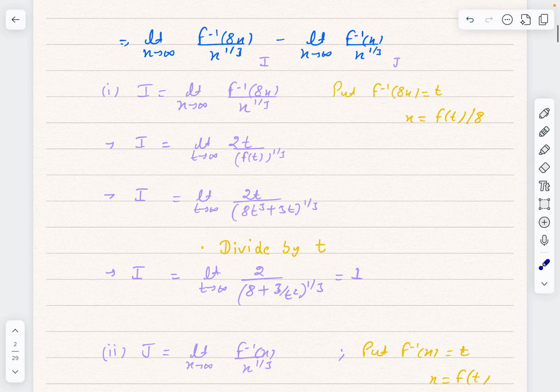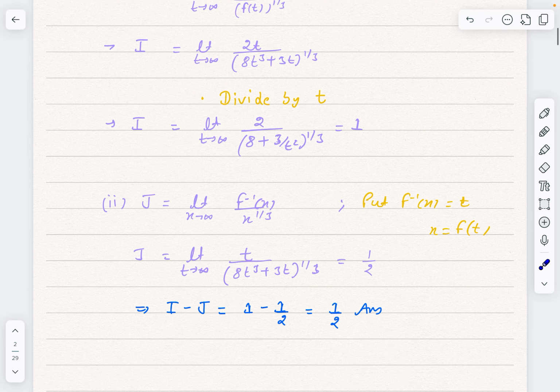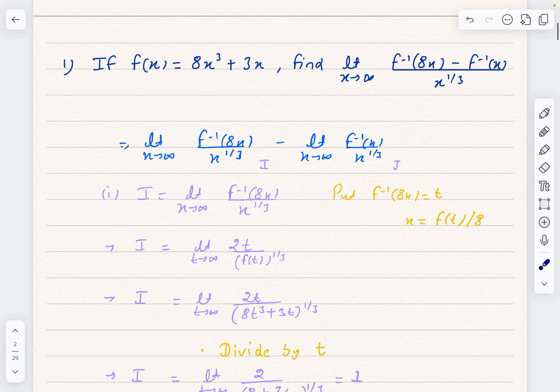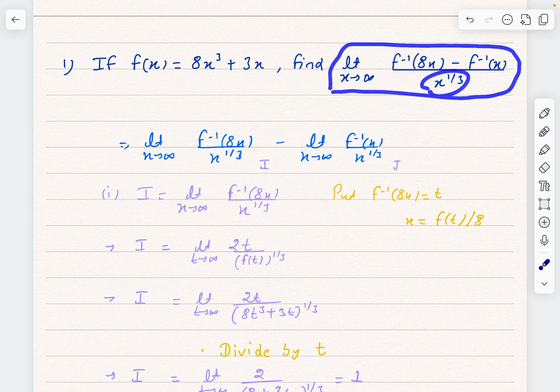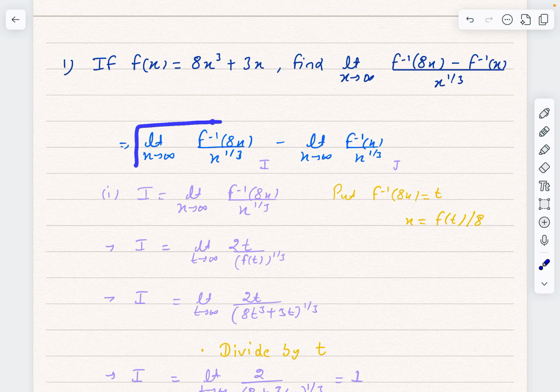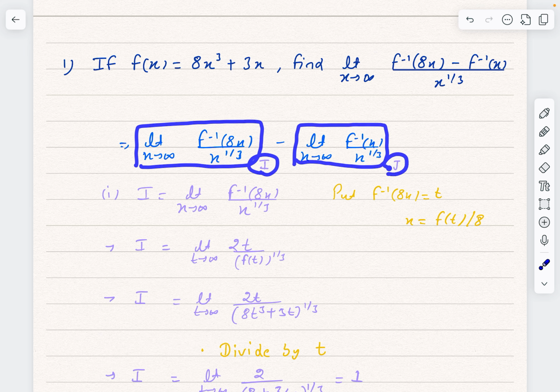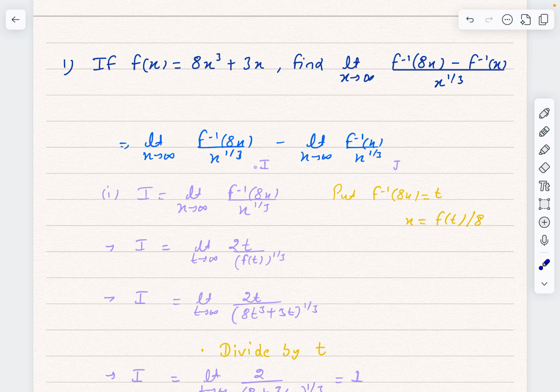The answer for this problem is 1 by 2. We can see the solution now. We'll split the limit here. We have the limit as x tends to infinity of (f inverse 8x minus f inverse x) by x power 1 by 3. We split it into the limit of f inverse 8x by x power 1 by 3, let us refer to this as I, and the limit of f inverse x by x power 1 by 3, let us refer to this as j. So we have I minus j.